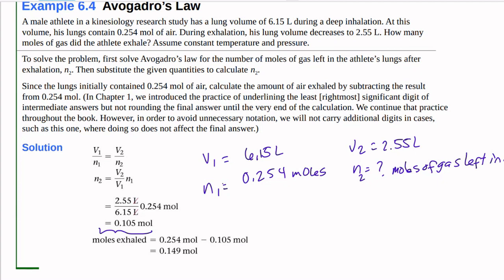So to calculate the amount that he exhaled, we need to find the difference. So we have the moles initial minus moles final, and that gives us the change in moles. Okay, so the change in moles would be the amount that he exhaled, and that would be 0.149 moles.